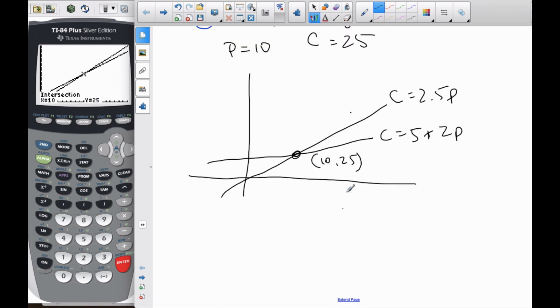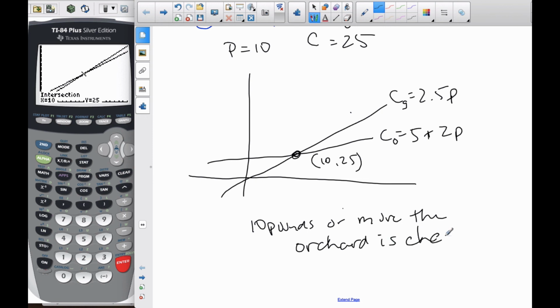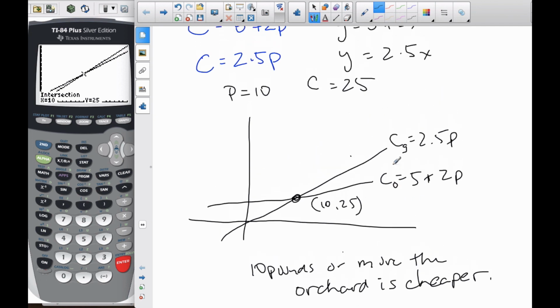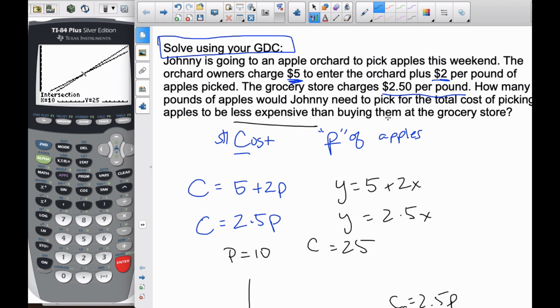So this is the grocery store price, and this is the orchard price. Put an O here and a G so we can tell the difference. All these values here, this is when they're equal. All these y values are lower. So whenever I have 10 pounds or more, the orchard is cheaper. So Johnny should go to pick his apples at the orchard if he's going to pick more than 10 pounds of apples. Exactly. Nice. So we want to make sure that we answer the question and not just find the intercept. Make sure you understand what's being asked. Good.